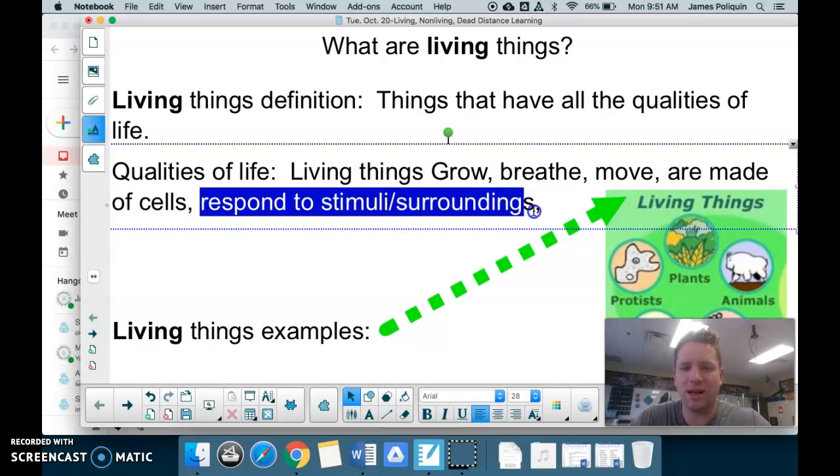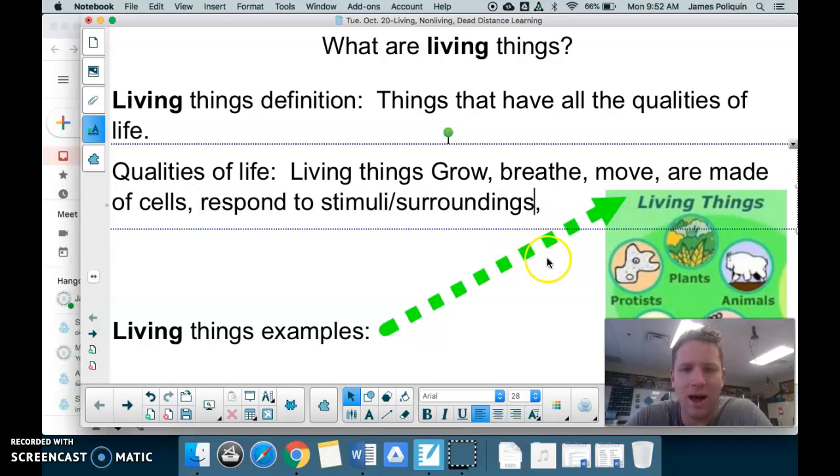Responding to stimuli in your surroundings is kind of like watching a horror movie, right? And there's a part that's really, really scary. What happens? Well, some of us, like me, close my eyes, or hide under the blanket, or scream a little bit. Some people laugh because they think it's funny and they know it's fake. That's responding to stimuli, responding to surroundings. Having emotions is kind of like responding to stimuli too. That's another way.